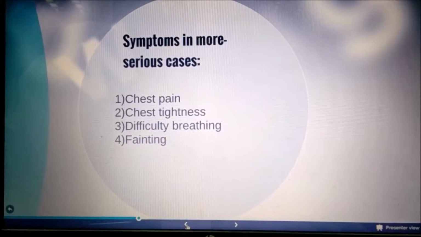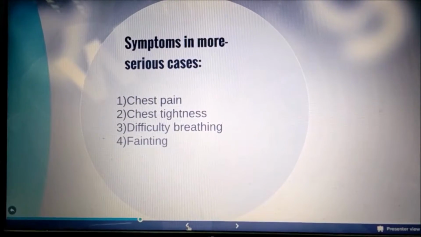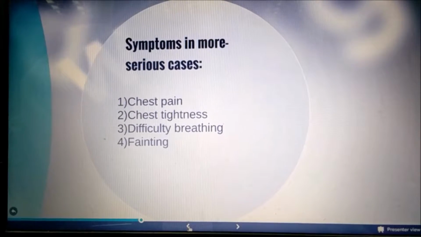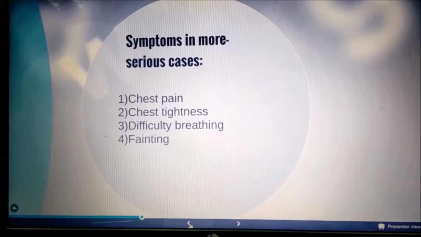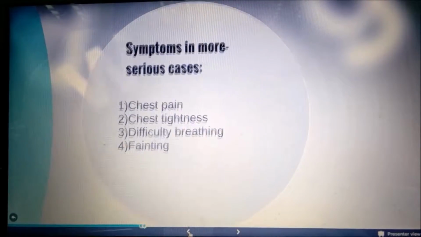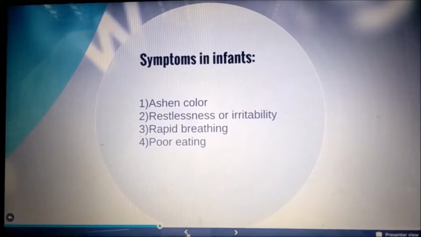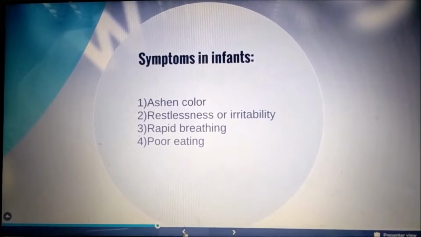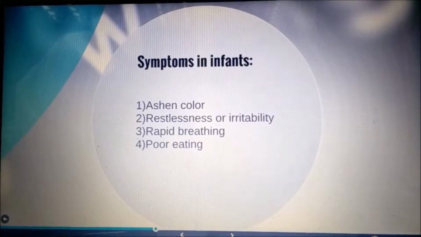Second is the symptoms in more serious cases. First is chest pain, which is angina. Second, chest tightness. Third is difficulty breathing and also fainting. And lastly is symptoms in infants, which are ashen color, restlessness or irritability, rapid breathing and poor eating.